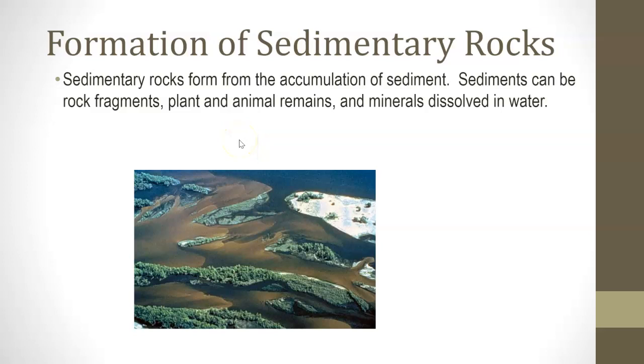Sedimentary rocks are named sedimentary because they're made of sediments. And there are three types of sediments that you can get. The first one, of course, is just plain old rock fragments. The second one, plant and animal remains. That's essentially fossil fragments. And then the last one is minerals. And usually these minerals are ones that are dissolved in water, so things like rock salt and halite and things like that.